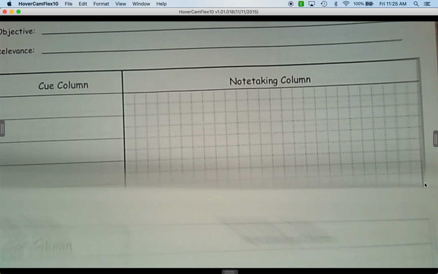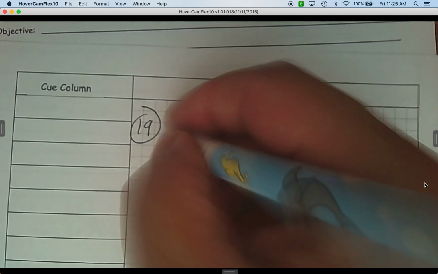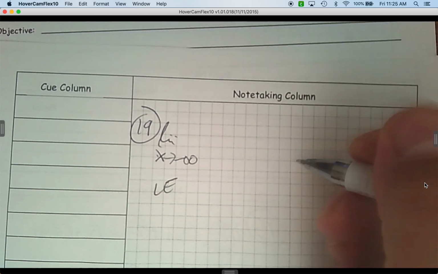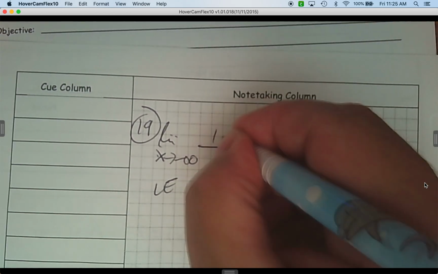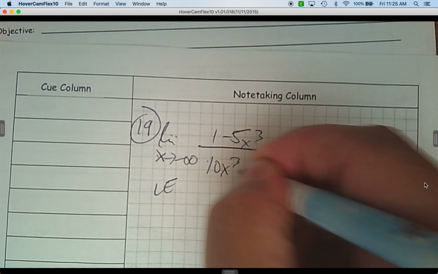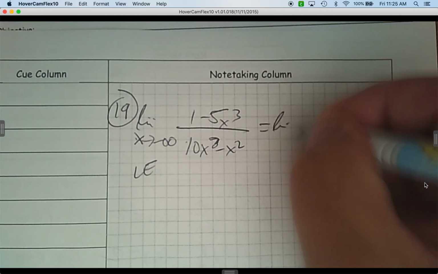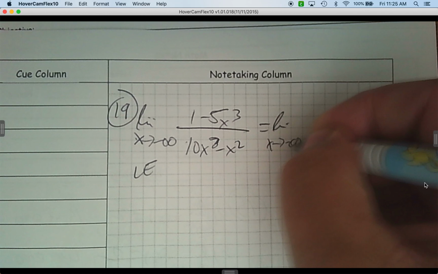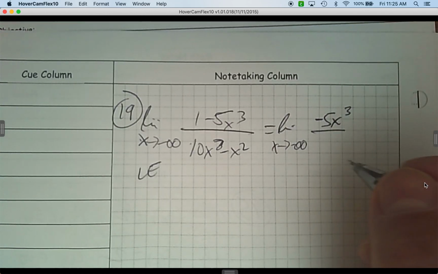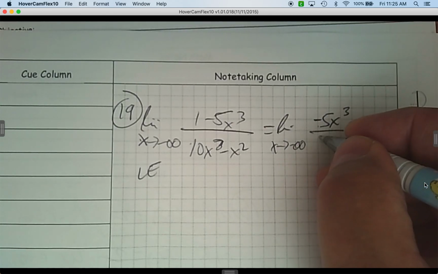Number 19. The limit as x approaches negative infinity. So remind yourself that's the left end, of (1 - 5x cubed) over (10x cubed - x squared). Step 1, identify the power terms of the numerator and denominator. In the numerator, the power term is negative 5x cubed because it's the term with the biggest exponent. The sign matters. And in the denominator, it is 10x cubed.